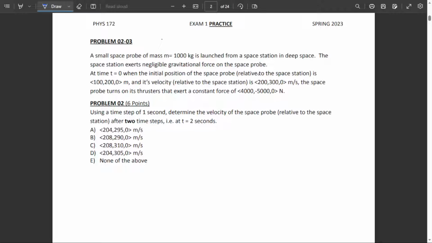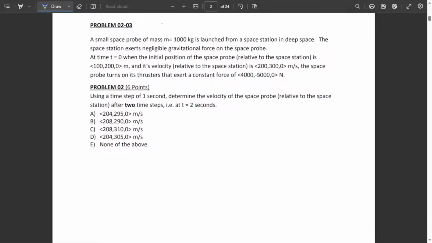So, there's a lot to unpack here. We have some probe in space. We know its position at 100, 200, 0. And its velocity is 200, 300. So, somewhere in this direction. And then, its thrusters turn on and exert this force somewhere in like this direction.